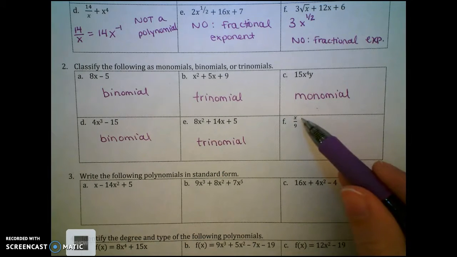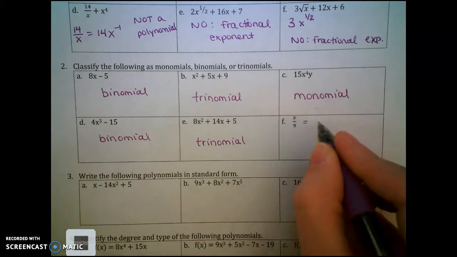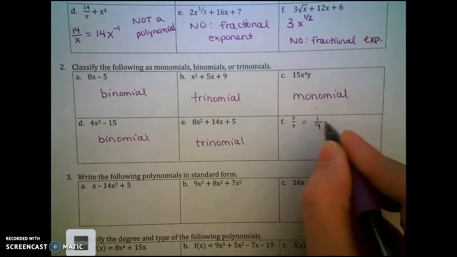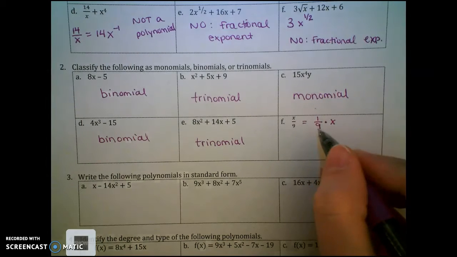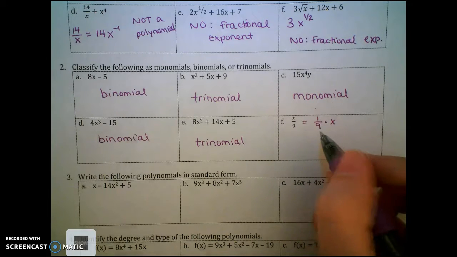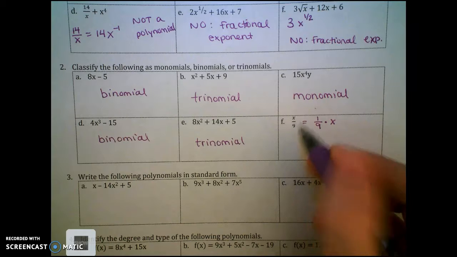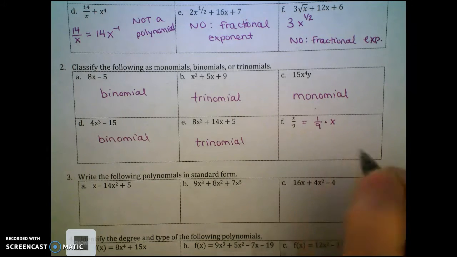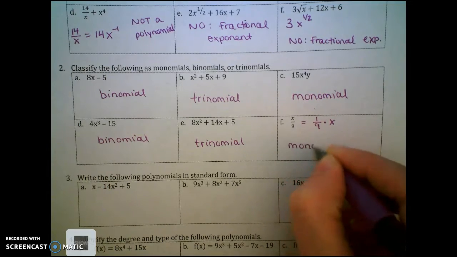Here, I have x divided by 9. Now remember, if the x is on the top of your fraction, that's fine, because when you divide by 9, what you're saying is you have 1 over 9 times x. And that's fine. You can have a fractional coefficient, just not a fractional exponent. In this case, we just have that 1 term separated by division, but not addition or subtraction. So we just have the 1 term, which gives us a monomial.